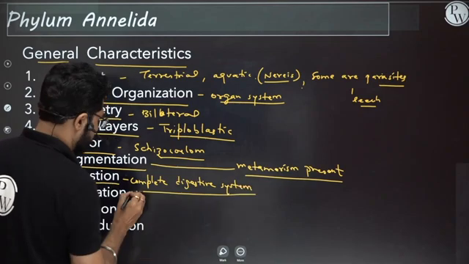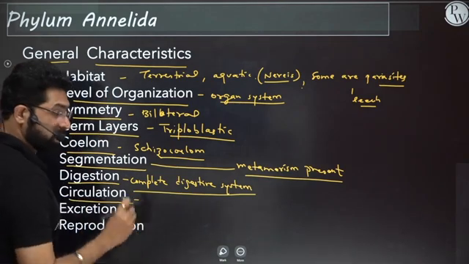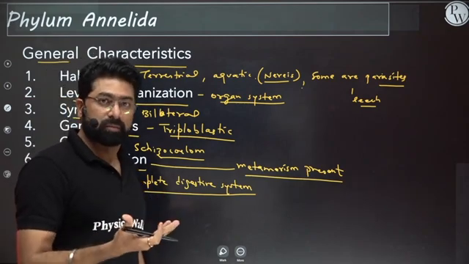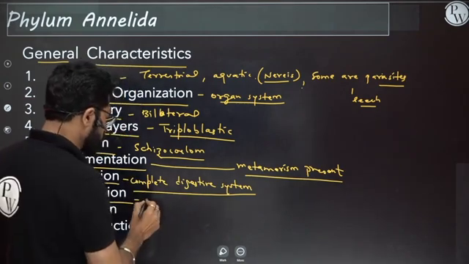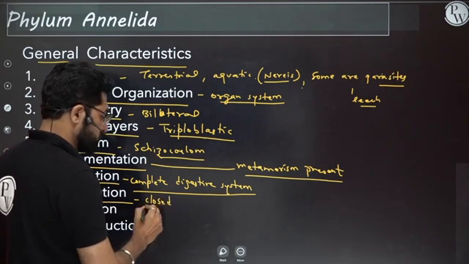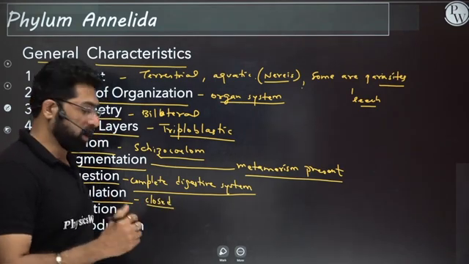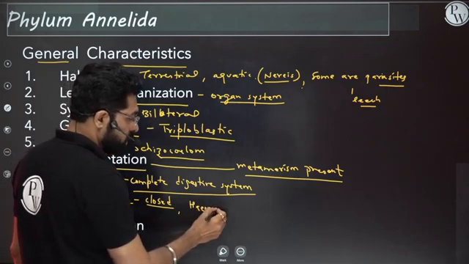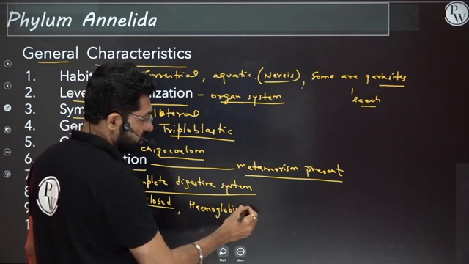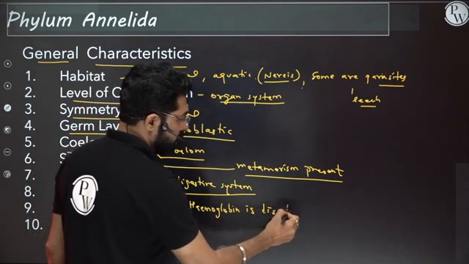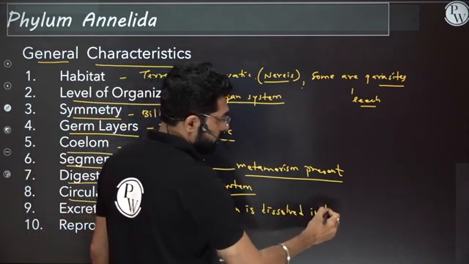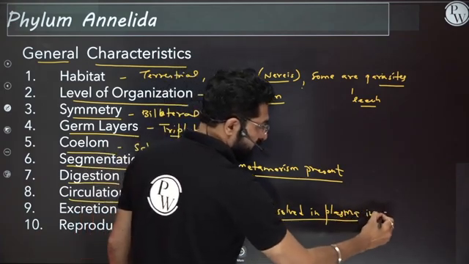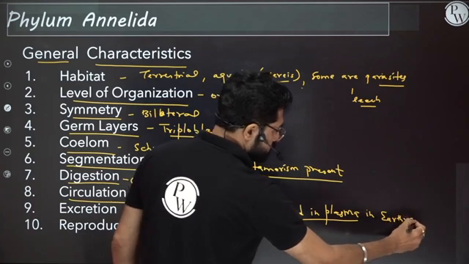Circulation: they have a very important system, that is a closed blood circulatory system. Moreover, hemoglobin is dissolved in plasma in earthworm. Please remember, very important point.